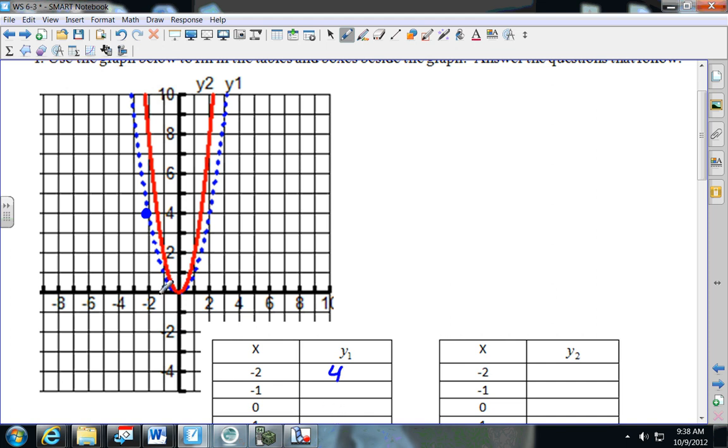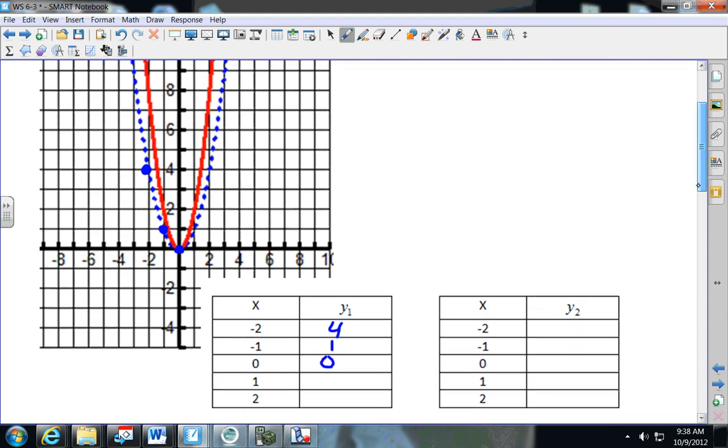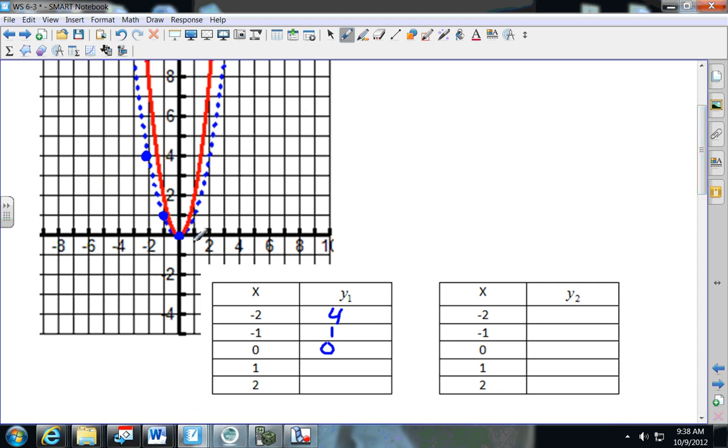Then -1, go up to the blue line, and it's 1. 0, 0. 1, and up to the blue line is 1, so 1, 1. And 2, and up to 4. Just from the blue line, from the points we have here, we should already be able to tell what our vertex is. What number is our vertex? 0, 0.